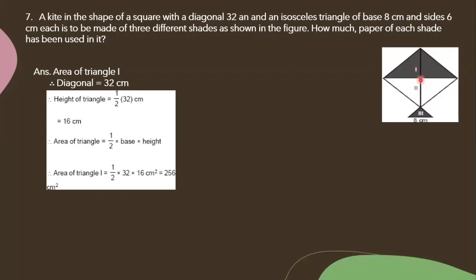Here they gave one diagonal value, 32. In a square, diagonals are equal and diagonals bisect each other. So if this entire diagonal is 32, only till the center it is half of that, 16. That will be the height of this particular triangle. And this diagonal is also 32. So I can apply it for the first shade and the second shade. Area of a triangle is half into base into height.